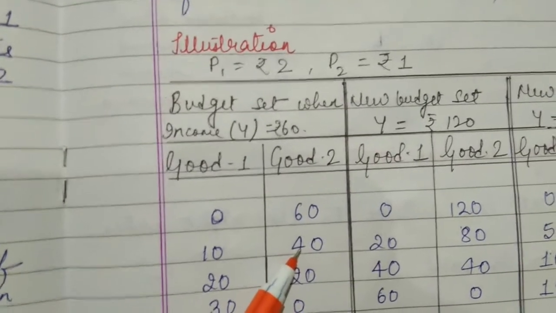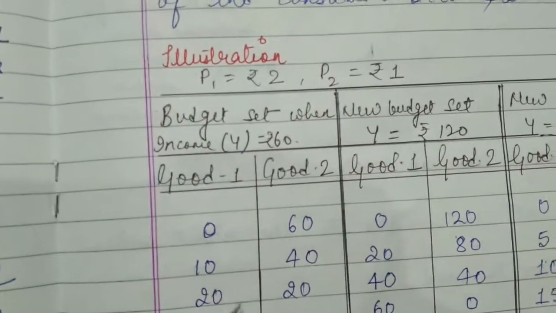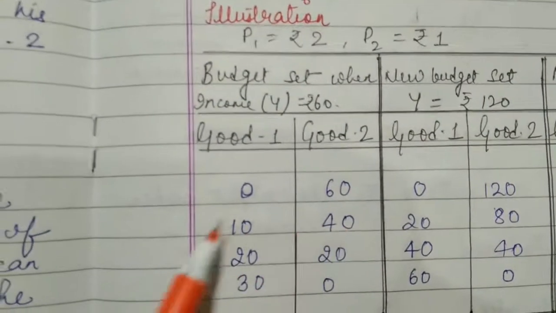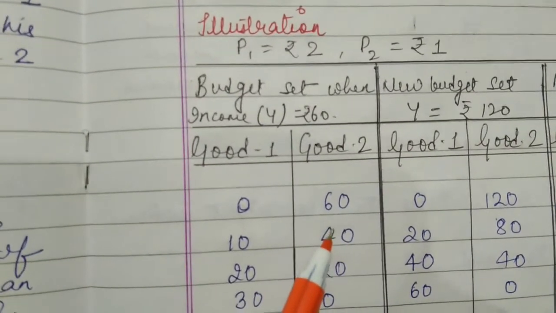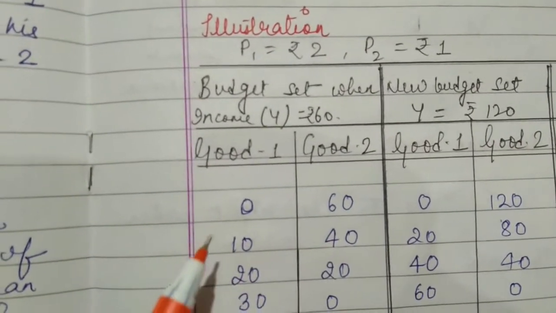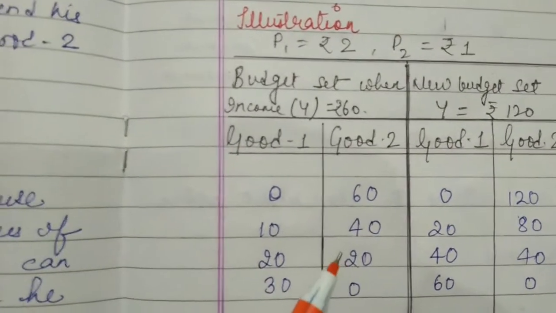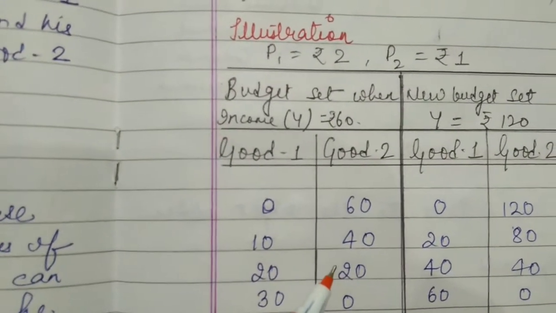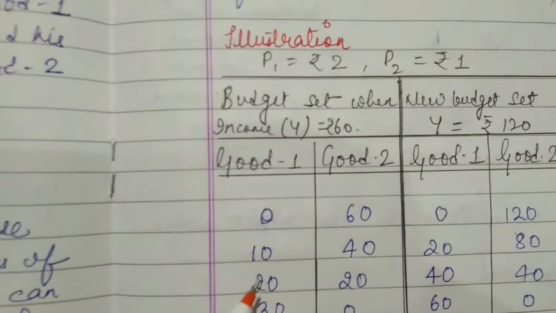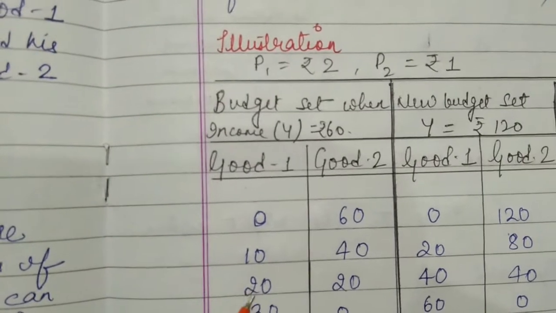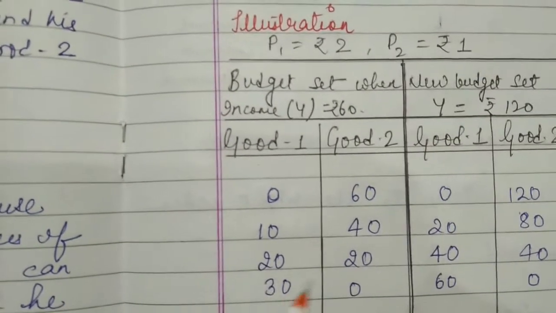Now how much is left? 20 is left. As you know, price of good 1 is 2, so 20 rupees buys 10 units of good 1. That means 60 rupees is spent as 40 on good 2, and he purchased 40 units of good 2 and 10 units of good 1. 40 plus 20, 60 rupees. Now see here, 20 units of good 2 are purchased, 20 rupees is spent, and then 20 units of good 1 are purchased. So 20 into 2, 40. 40 plus 20, 60. Likewise, 60 rupees is spent.